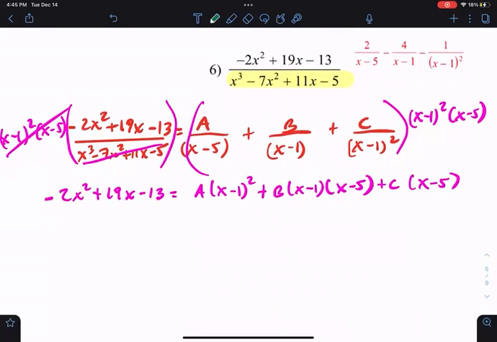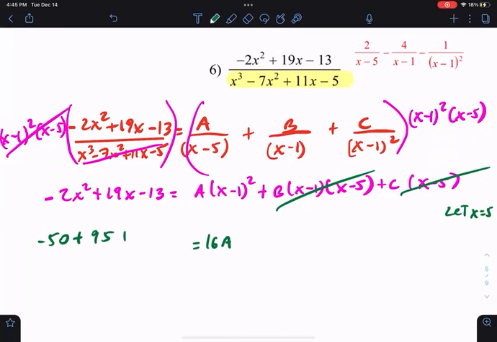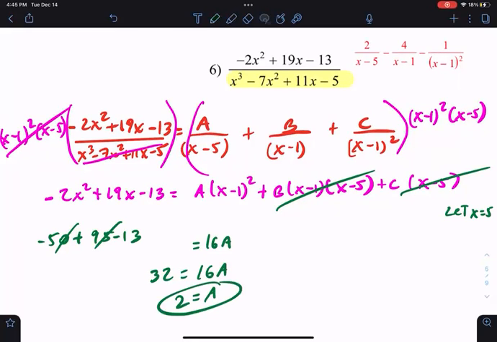So let x equal 5, right? If you let x equal 5, this disappears, right? And then you get 4, that's 16A. And then 5 you put here, that's going to be 25, that's negative 50. 5, that's going to be 45, if I'm not wrong. Let me see, 5, 45. Carry, actually 95, right? 95, and this is minus 13. This is going to be 45, 45, 35, and 3, that's going to be 32. 16A, A equals 2. So that's the value of A, right? So that's A.